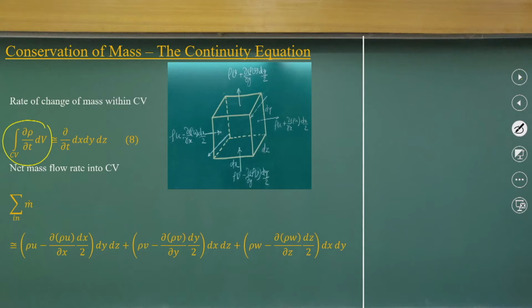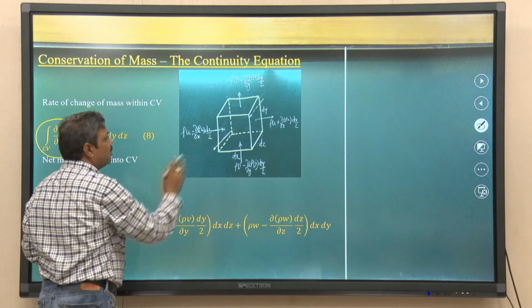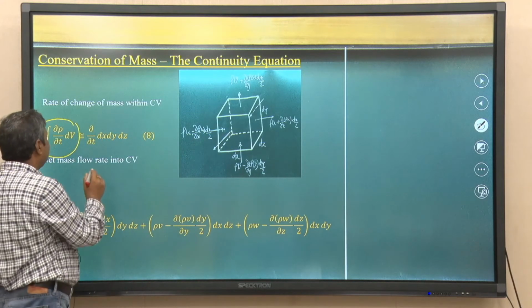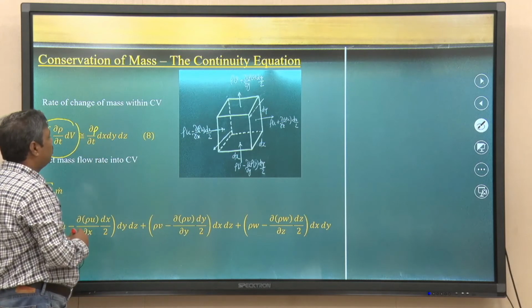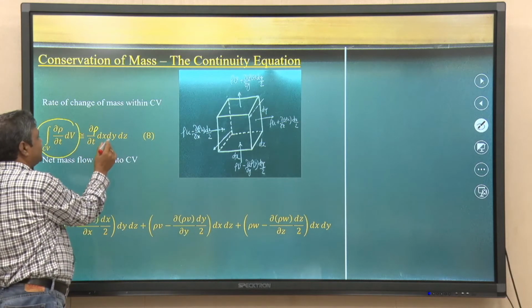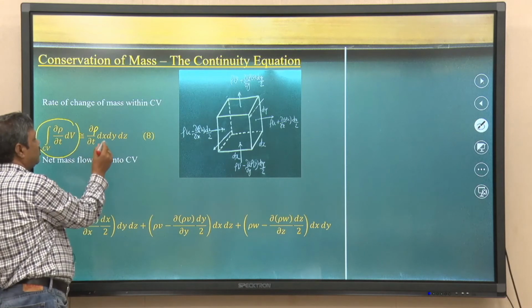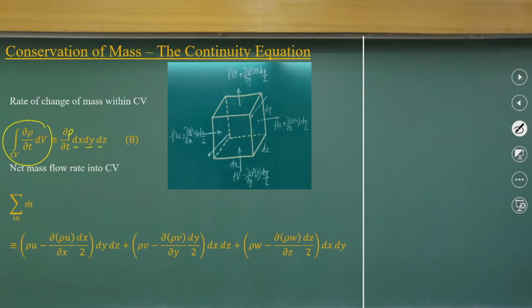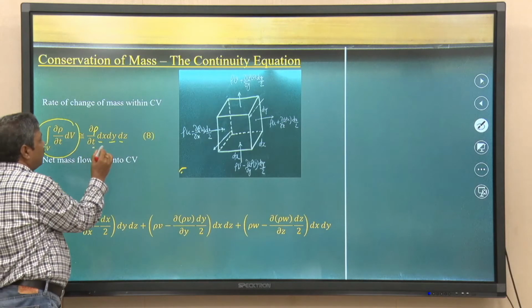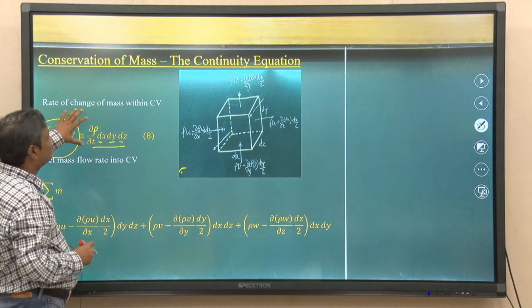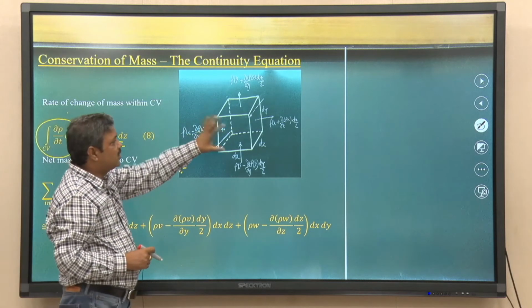The V stands for the volume, rho into dV, and doing a volume integral, I will get the mass. Since the control volume is infinitely small, I can simplify it. This is equal to dx dy dz, the volume, and this integral part I can simplify to this form, because it is an infinitely small control volume. This is the rate of change of the mass within the control volume.